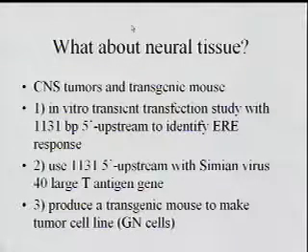What happens in neural tissue? So there's CNS tumor cell lines that were produced in transgenic mouse. So you can do the in vitro transient transfection study with a little more than 1,000 base pairs in the promoter region. They identify an estrogen response element as well. Use that then with the simian virus 40 large T antigen gene to produce a transgenic mouse and make a tumor cell line. This is how they produce that GN1 cell line that we saw earlier.